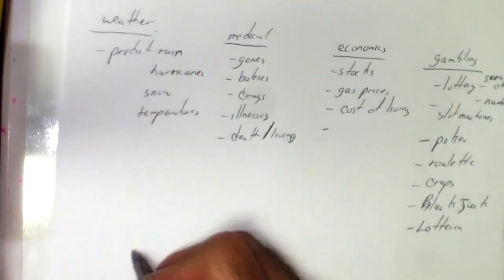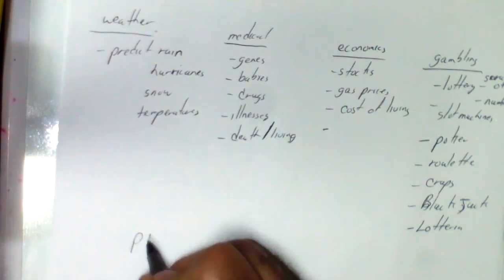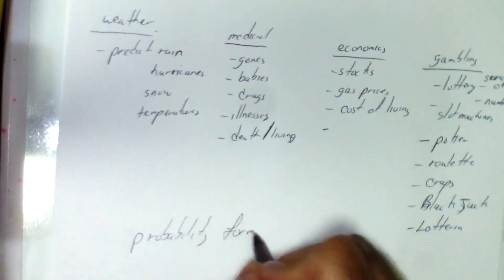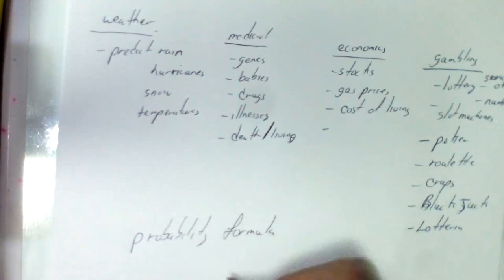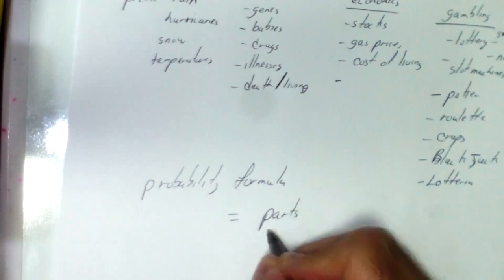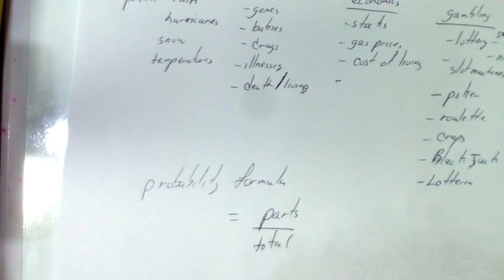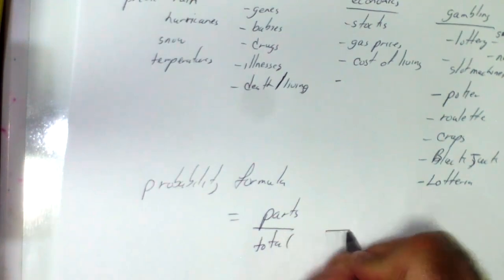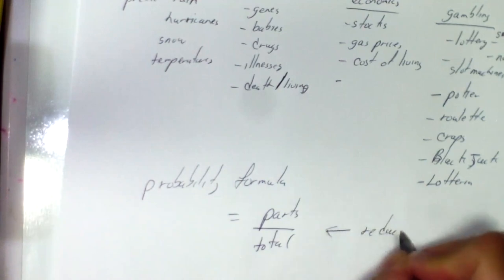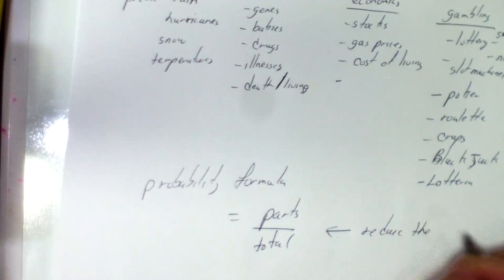So the probability formula, there's a formula for it. It's pretty simple. It is simply parts over total. It's a ratio of the parts over the total. And what you would have to do is you have choices. Three ways you can do it. You can reduce the fraction.